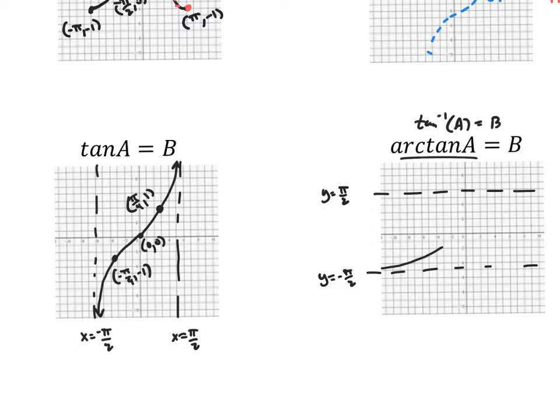The graph of arctangent looks kind of like this, where this point is (0, 0). This point should be then (1, pi/4), and this point is (-1, -pi/4), excuse me.